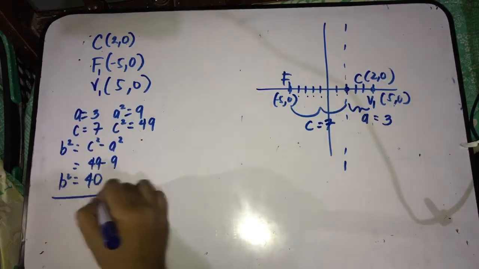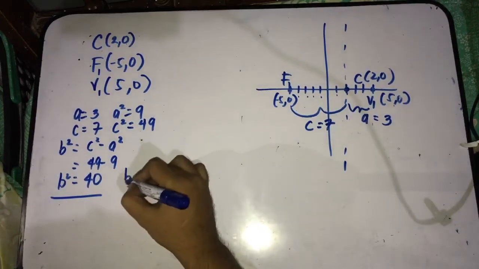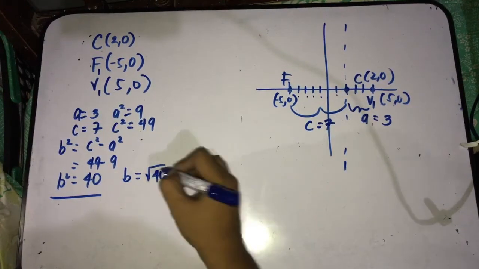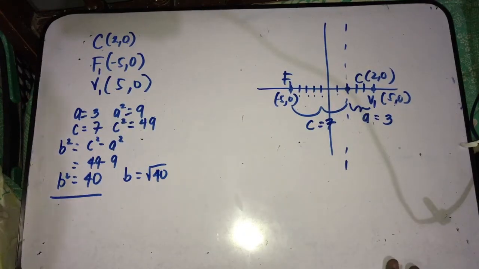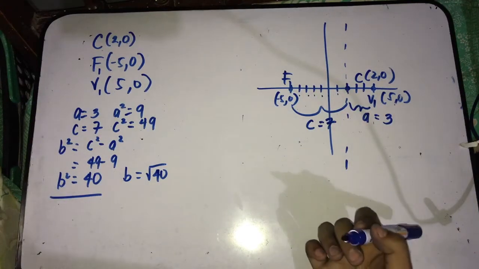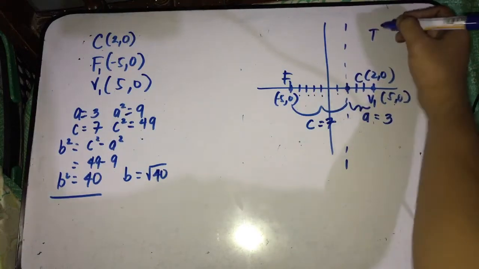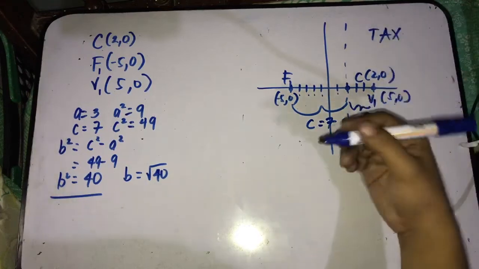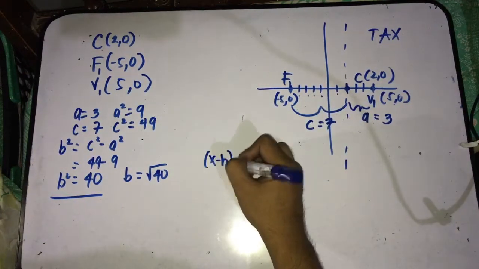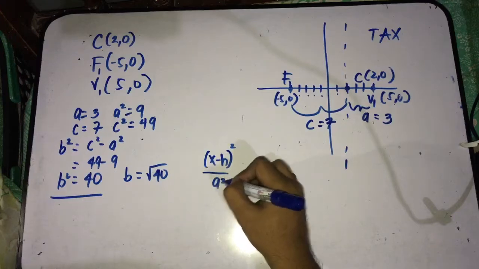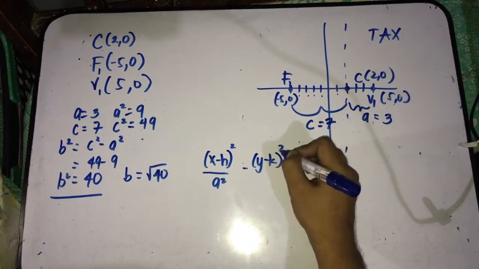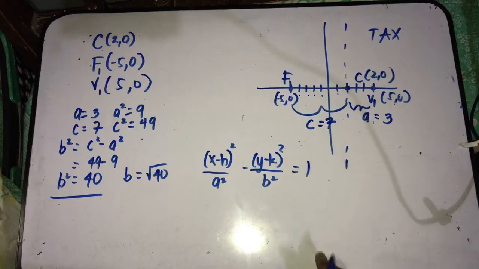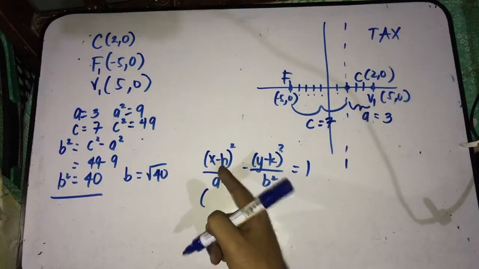Let's try to solve for b squared. b squared is equal to c squared minus a squared. Therefore, that is 49 minus 9. b squared is equal to 40. And b is equal to plus or minus square root of 40. Let us say that this is transverse axis x. Therefore, our equation would be x minus h quantity squared over a squared minus y minus k quantity squared over b squared is equal to 1. So this will be our equation.